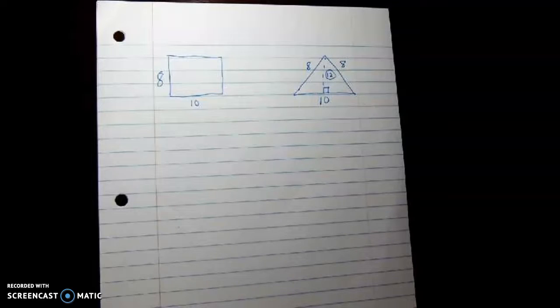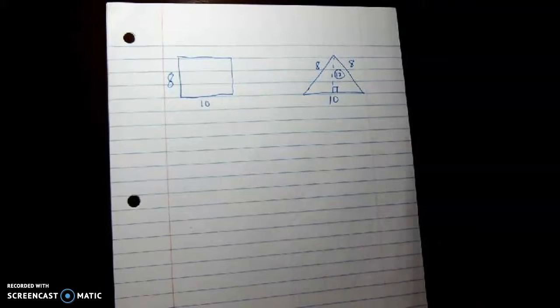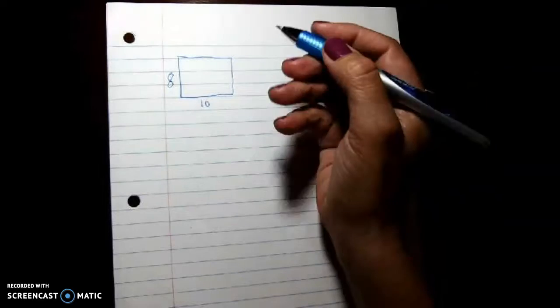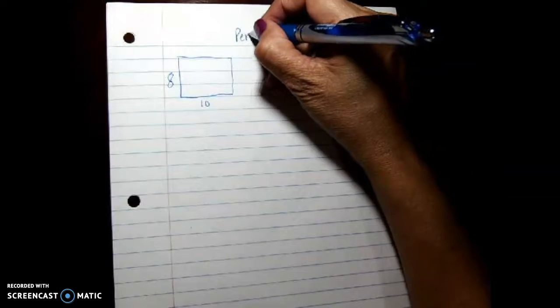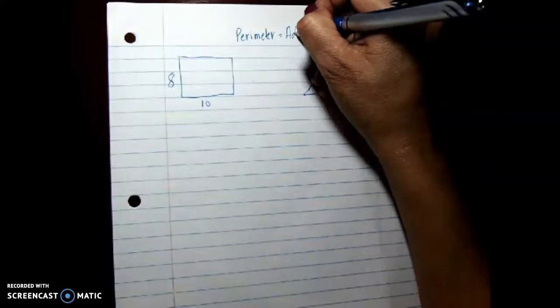All right, today we are going into our volume and surface area. We're going into our geometry unit. I'm going to review some things over perimeter and area. Remember, perimeter is where you add up all the sides.